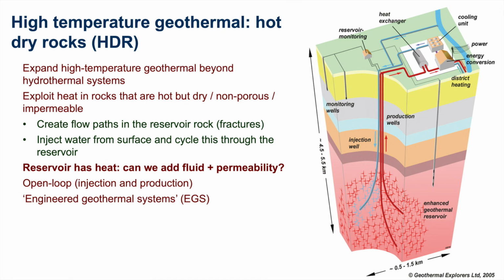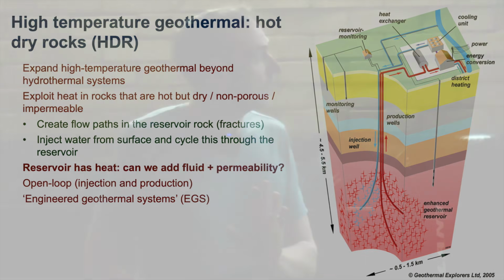To extend the use of high temperature geothermal beyond those natural hydrothermal systems associated with active magmatism, we exploit heat in rocks that are hot, but they're dry and non-porous and impermeable. To do that, we need to create flow paths in the reservoir rock. We need to create fractures, and we need to be able to inject water from the surface and then cycle it through the rock. So the reservoir has heat. Can we add fluid and permeability? And the answer is yes, we can, and it's been demonstrated in several places around the world.